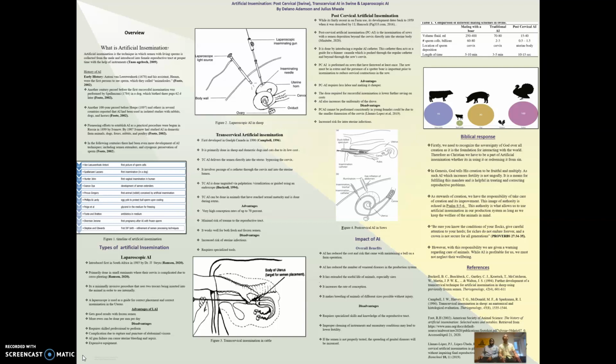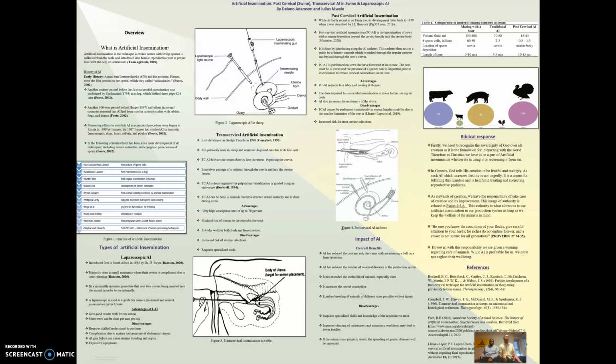Also, PCI is usually performed in sows that have farrowed at least once, and the sow must be in estrus and in the presence of a spotter boar. It's important. I apologize for that. So the boar should be present at estrus detection, but the boar is not needed at time of insemination. So let's go into the advantages and the disadvantages of post-cervical artificial insemination.